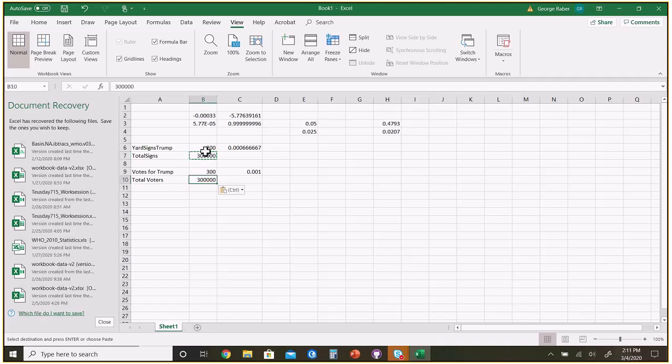But let's just say that they were really close. 212 and 219.